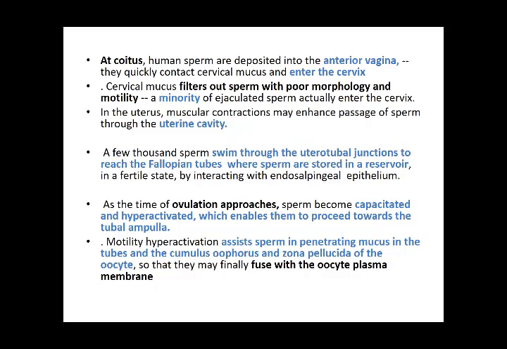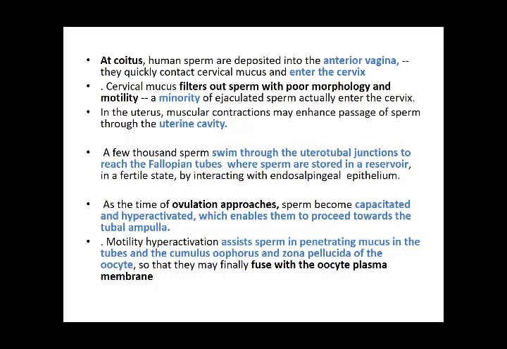So the sperm become capacitated and hyperactivated, which enables them to proceed towards the tubal ampulla, where the fertilization is going to occur. So motility and hyperactivity help the sperm in penetrating the mucus in the tubes, the cumulus oophorus and zona pellucida, and the oocyte is finally fused with it. So once the ovulation starts, the sperm has to change. It has to become capacitated and hyperactivated, which enables them to proceed towards the tubal ampulla, where the ovum is going to be, and there they meet together and pass through the procedure of fertilization, which we'll talk about later on.